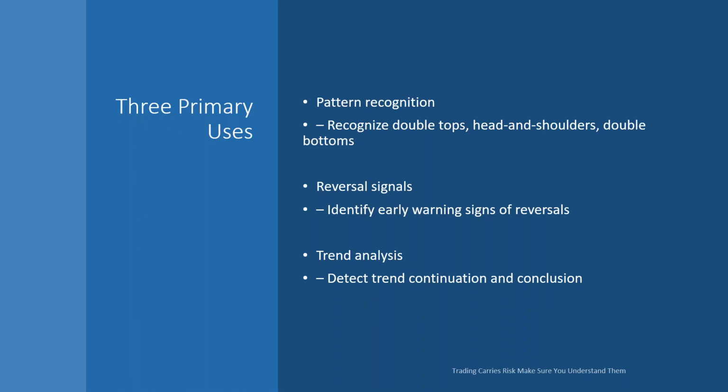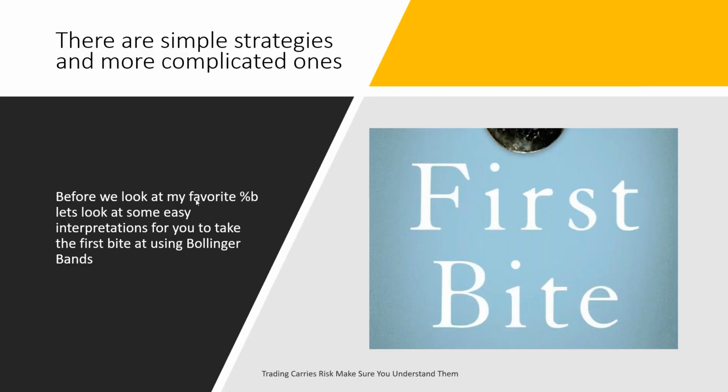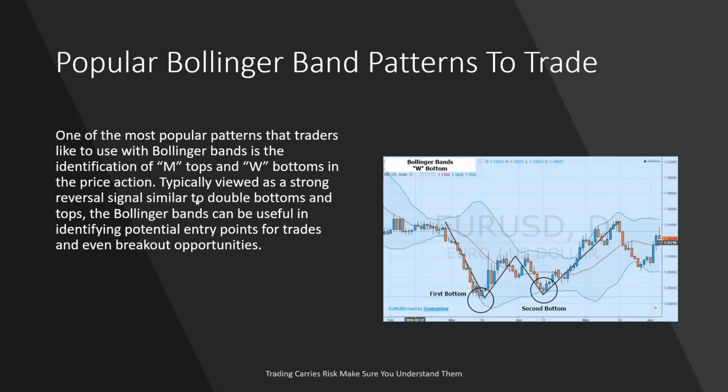Now, once you've got your Bollinger Bands on your charts, you need to be able to read them. Bollinger Bands has 3 primary uses. Number 1, it's pattern recognition. Number 2 is reversal signals. And 3 is trend analysis. So the simplest of the use of these is what we call the Bollinger Bands patterns.